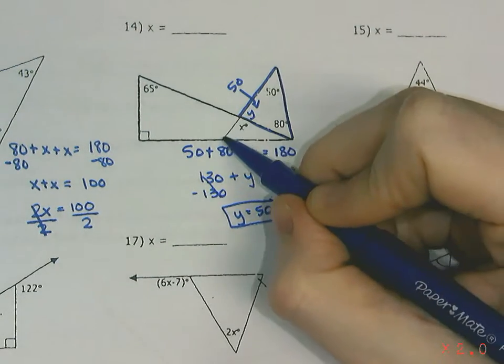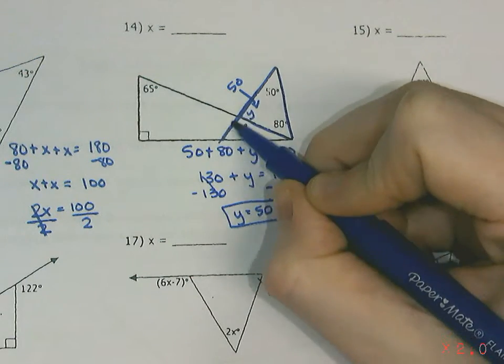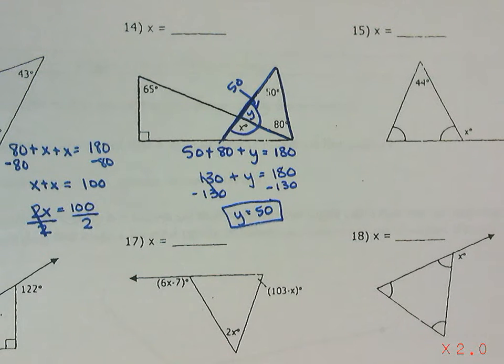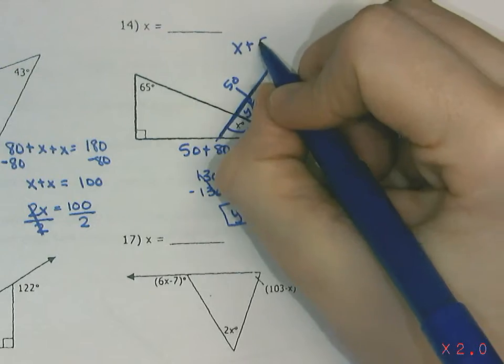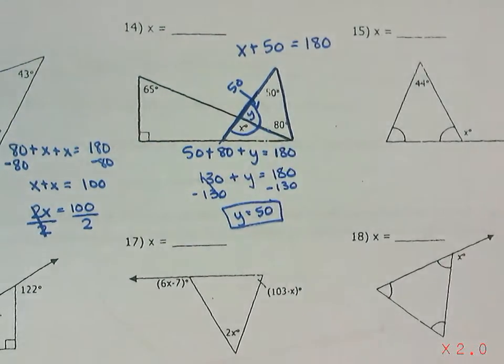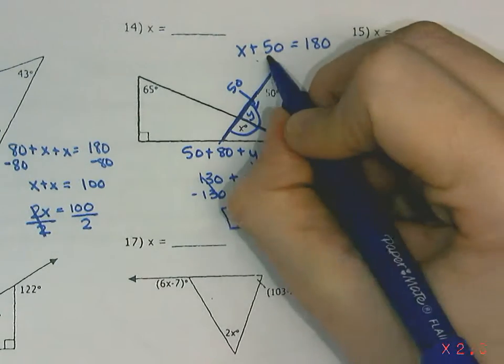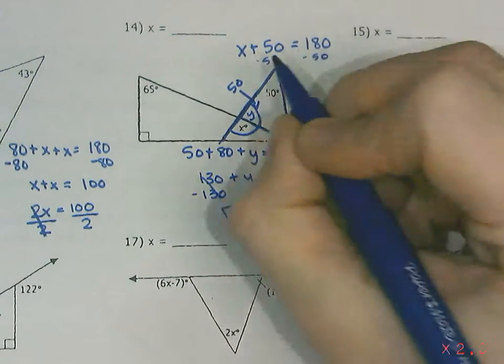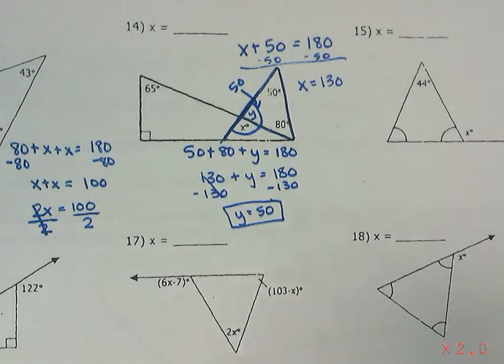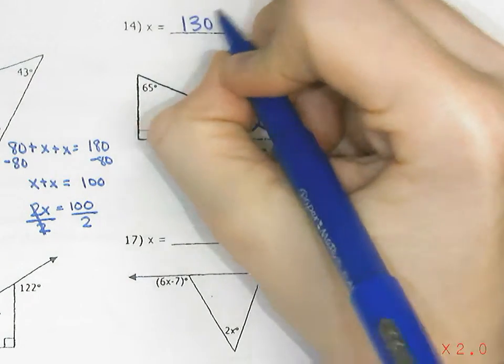Okay, now what do you notice about x and y? They're on a straight line. These two angles are on a straight line. They make a half circle. So x plus y is going to be equal to 180. We know that y is 50, so x plus 50 is going to be 180 degrees. If we subtract 50 from both sides, x is going to be 130 degrees.